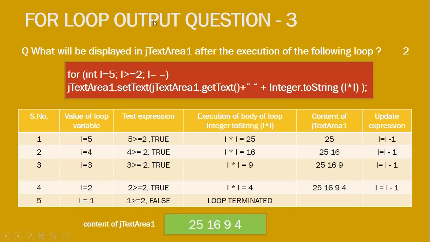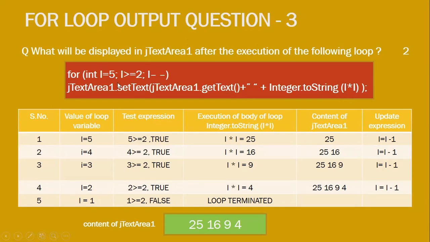So one more question is there for loop output, question number 3. Now the question is, what will be displayed in JTextArea1 after the execution of the following loop? This question is generally of 2 marks. The loop is for int I is equal to 5, I greater than or equal to 2, I minus minus. Within the body of the loop, the statement is JTextArea1.setText(JTextArea1.getText() + "" + Integer.toString(I*I)).